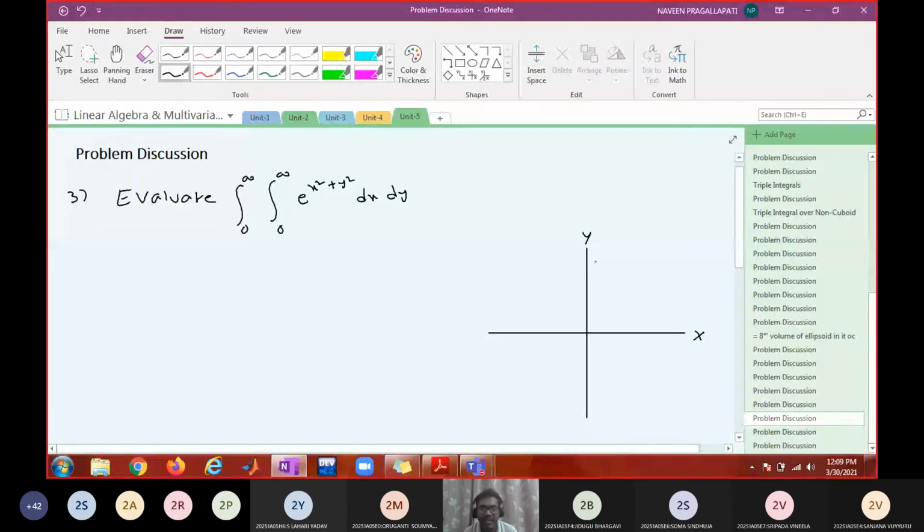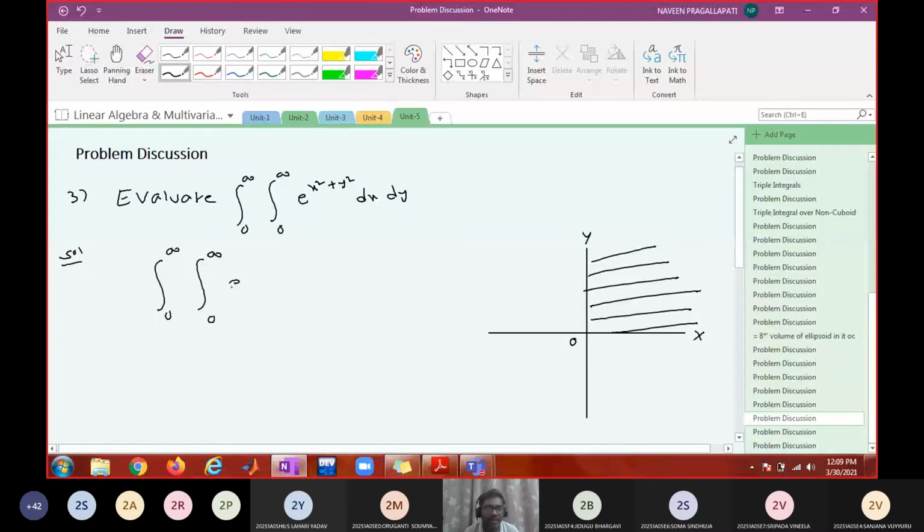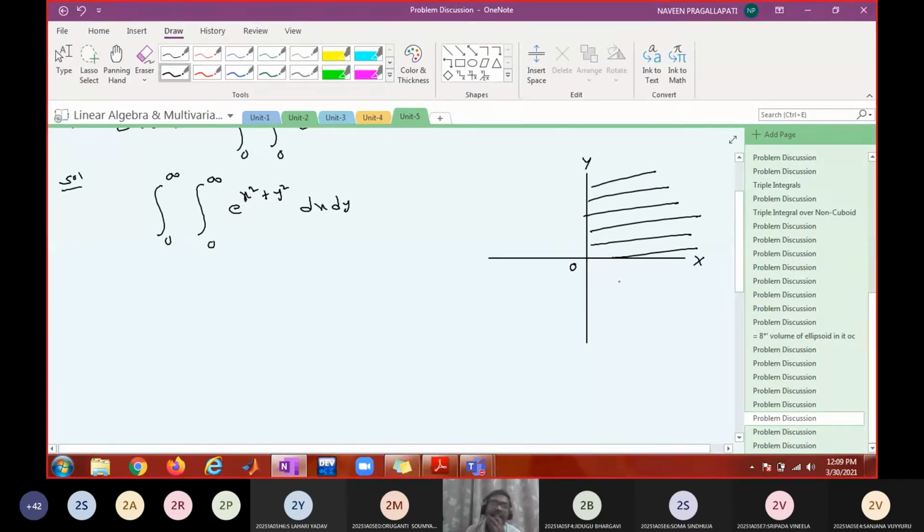Okay, so the region of integration is the entire first quadrant. So 0 to infinity, 0 to infinity, e power x square plus y square dx dy. Let us convert into polar coordinates. Then what happens? Let x equal to r cos theta, y equal to r sin theta. Then dy dx is equal to r dr d theta.